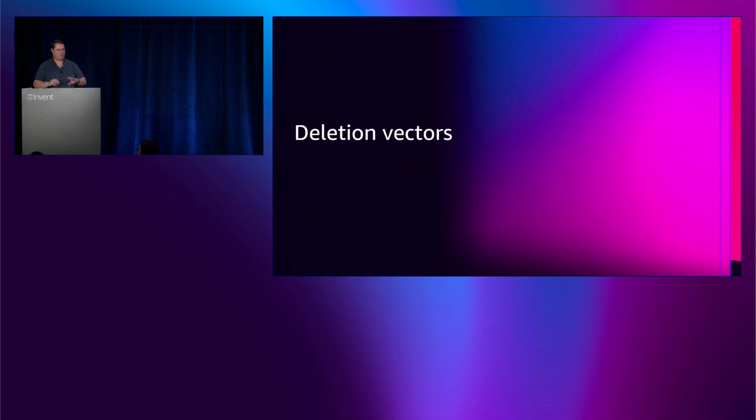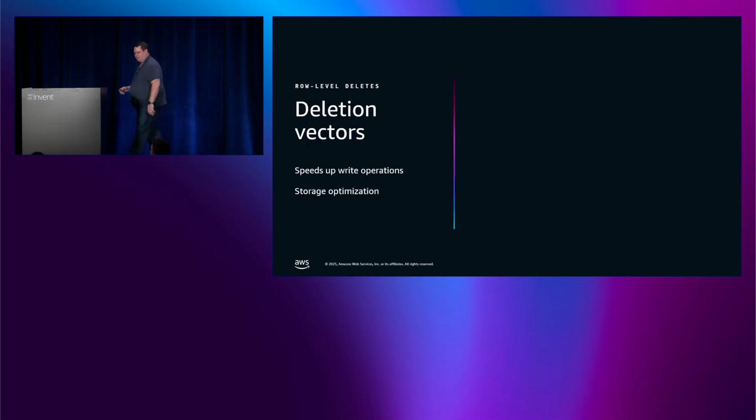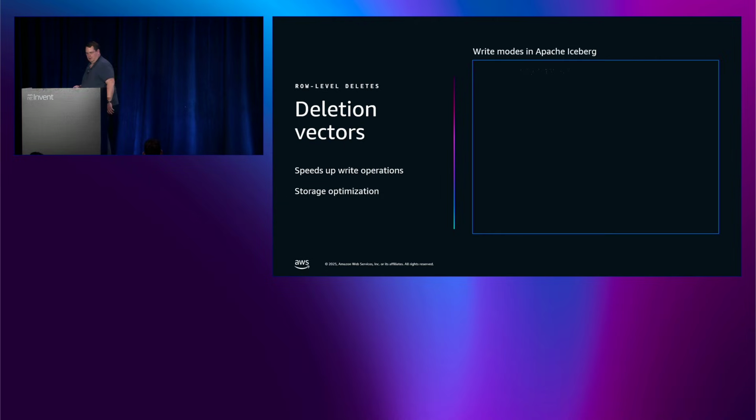Okay, so you're all experts on variant now, hopefully. Let's move on to the next one and talk a little bit more about deletion vectors. Deletion vectors are a write optimization feature, a storage optimization feature that's been enhanced over what's been in the spec since the V2 version of it.